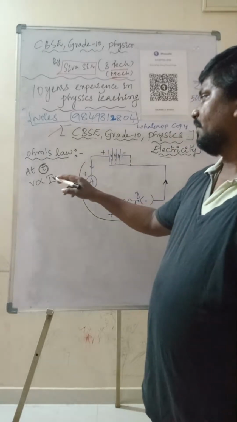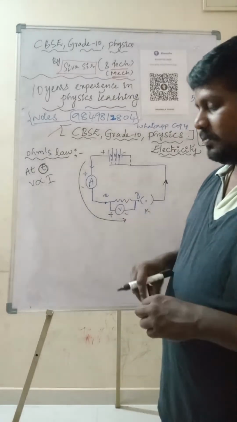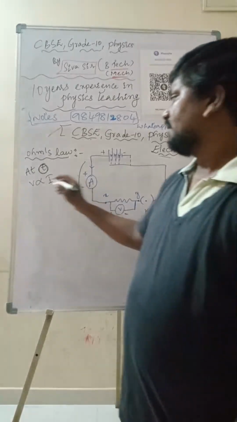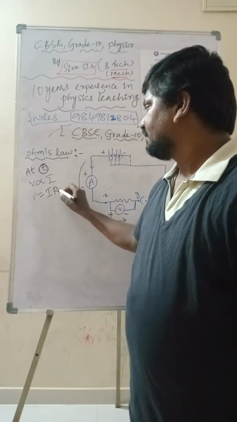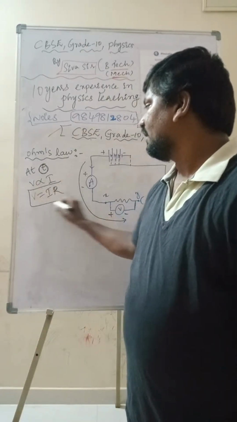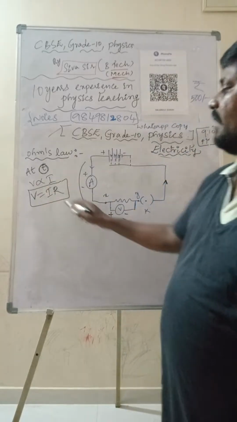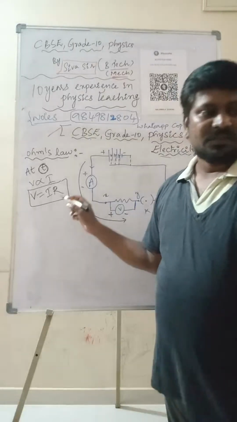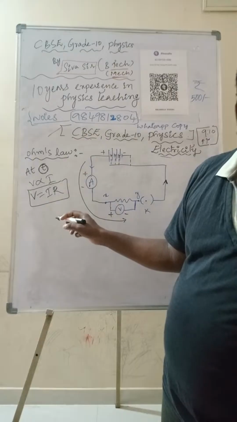At a constant temperature, the potential difference across a metallic conductor is directly proportional to the current flowing through it. So V is directly proportional to I, V equals IR. This is the formula.